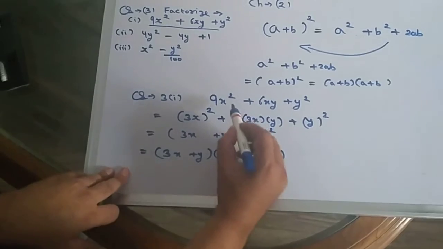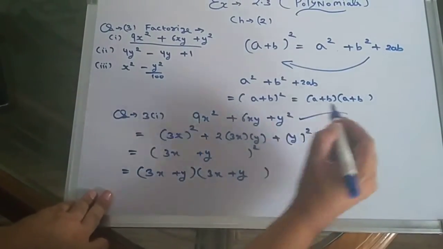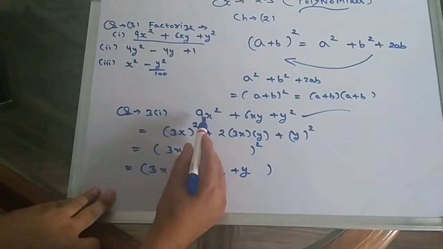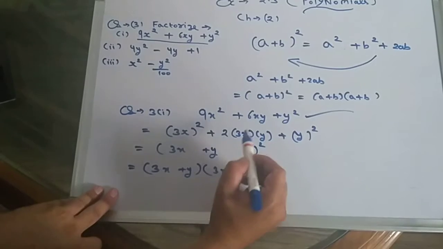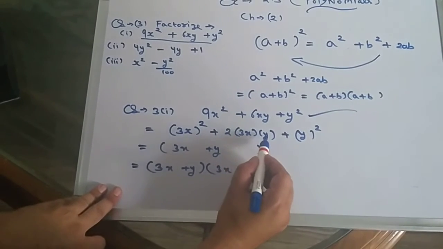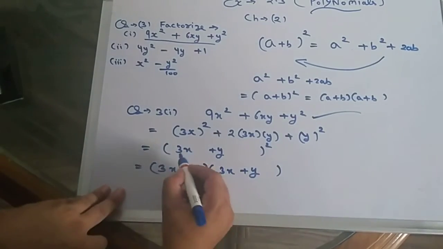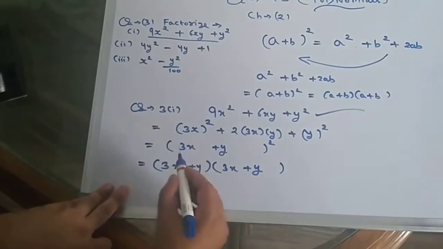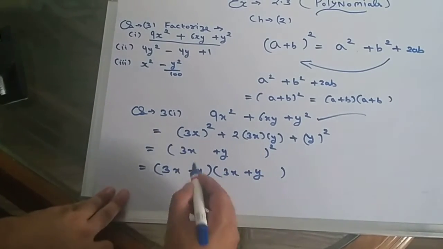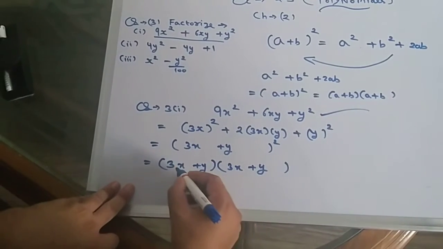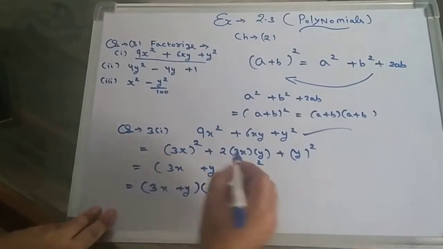I can explain it again. 9x square plus 6xy plus y square is our first question. 9x square is written as (3x) whole square, 6xy is written as 2 into 3x into y, and y square is written as y whole square. This becomes the formula of (a plus b) whole square. It means it is a whole square of 3x plus y, and then I can write it as a product of (3x plus y) multiplied by (3x plus y).